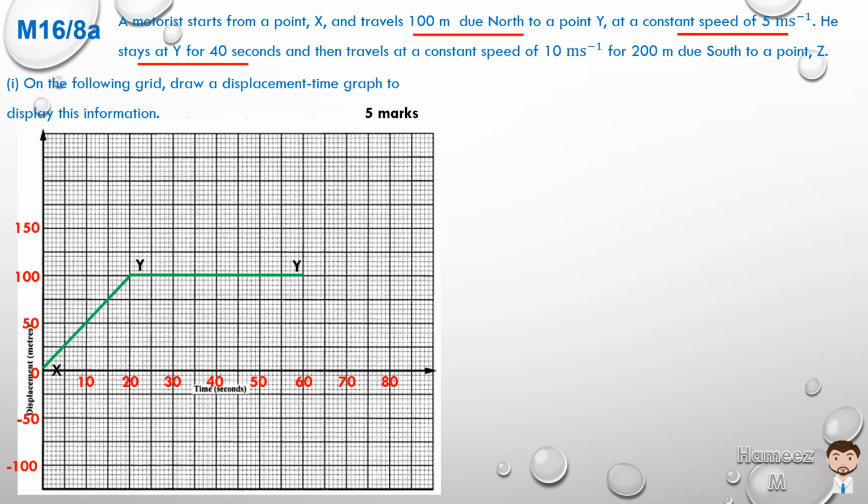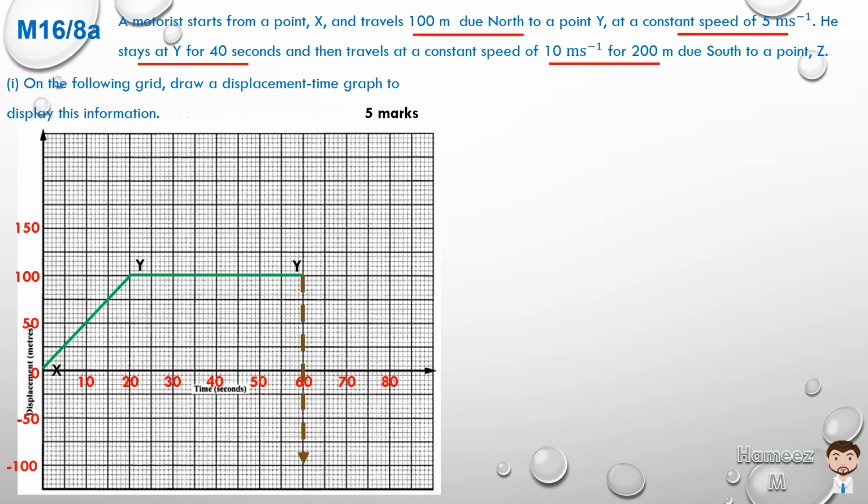And then he goes due south. So he's going in the opposite direction, a distance of 200 meters. So if he was 100 meters due north and the displacement is such that he moves 200 meters due south, then he will end up at minus 100.